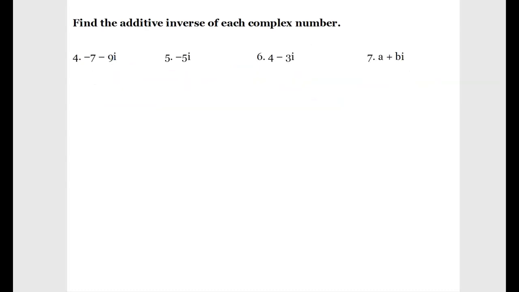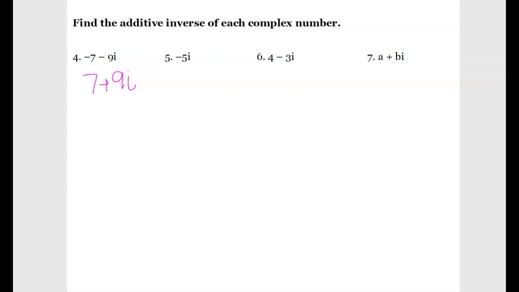All right, so finding the additive inverse. Literally, additive inverse means opposite. It means what can I add to this so that they equal 0? So if I wanted -7 to become 0 with another number, you're going to add its opposite. So to make -7 minus 9i equal 0, we are going to add +7 plus 9i. So the additive inverse is 7 plus 9i.